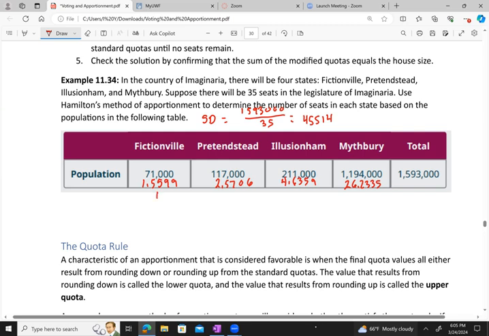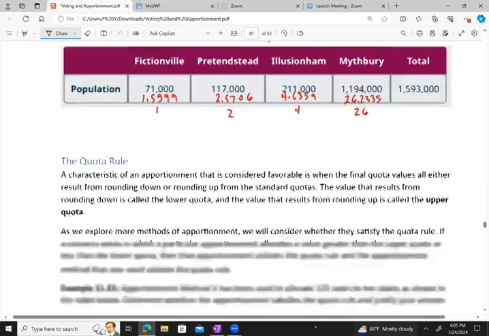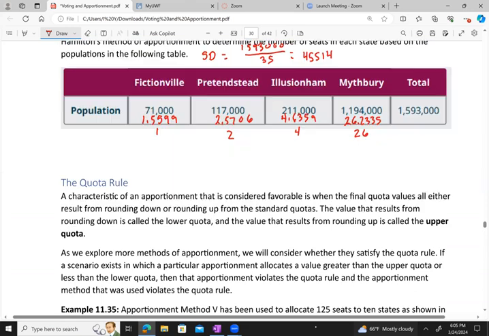This would be 1, rounding down on everything, 2, 4, and 26. Next, I add the lower quotas. 1 plus 2 plus 4 plus 26 gives me 33. I need 35. So I need to add 2 more.